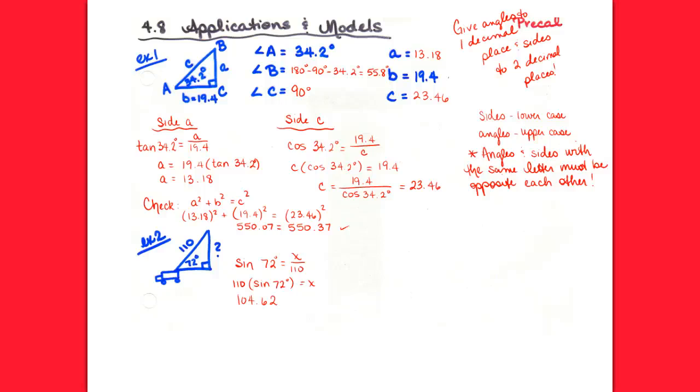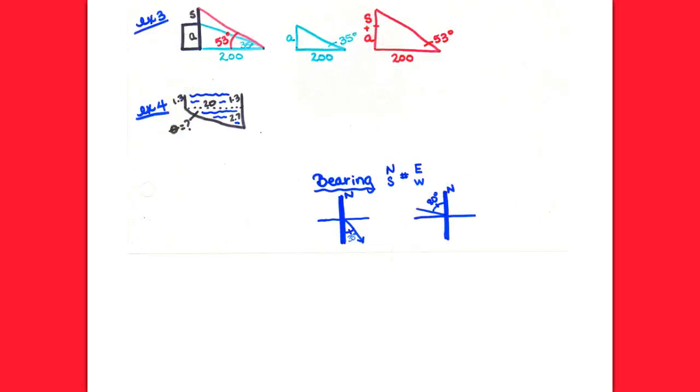All right, look at example 3. They were kind enough to give me a figure with example 3, or I might have not understood what they were saying. Example 3 says, at a point 200 feet from the base of a building, the angle of elevation to the bottom of a smokestack is 35 degrees, and the angle of elevation to the top is 53 degrees, as shown in the figure. Find the height S of the smokestack alone.